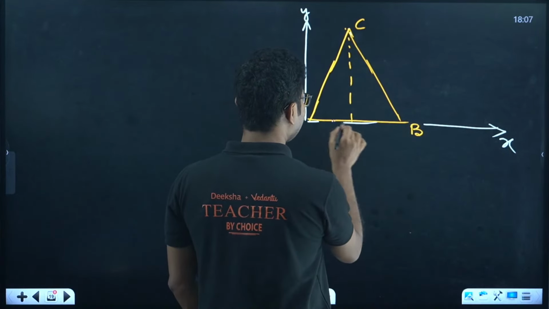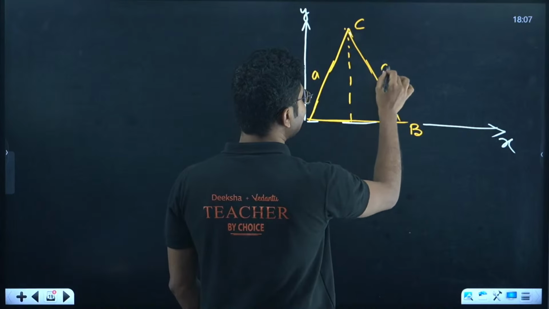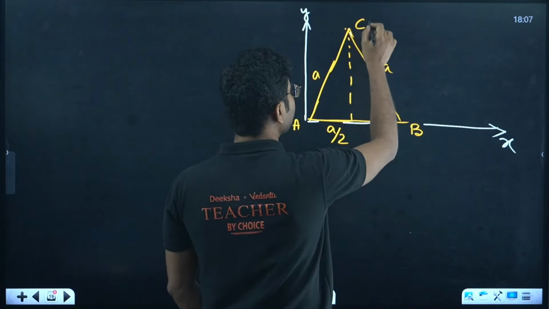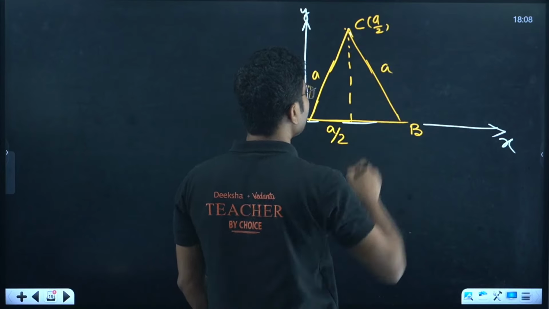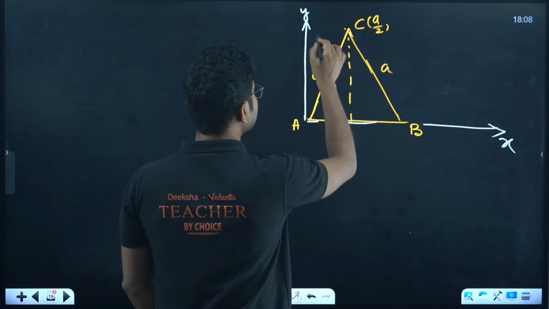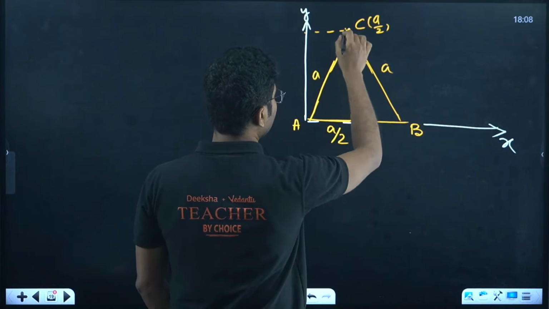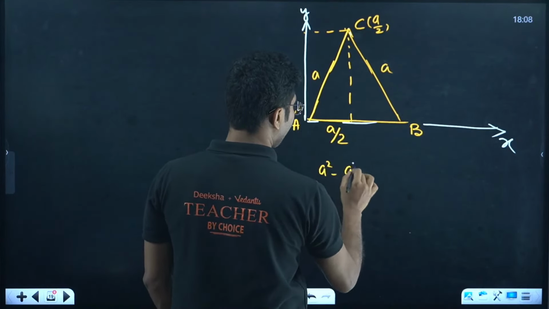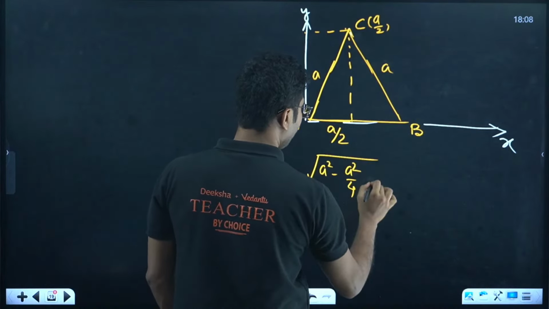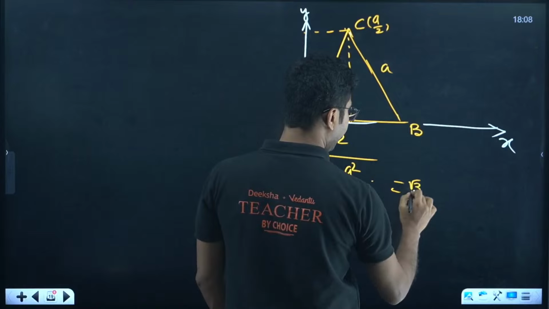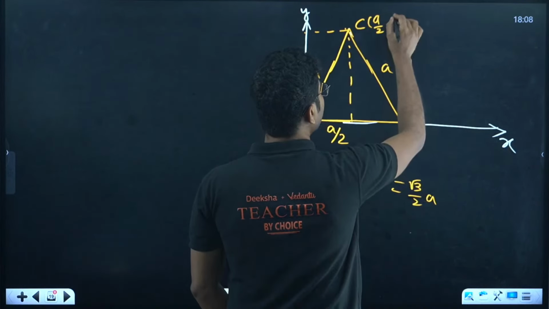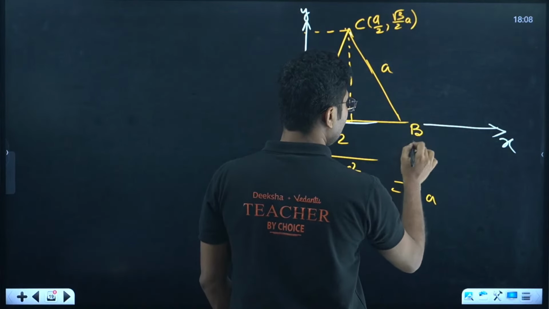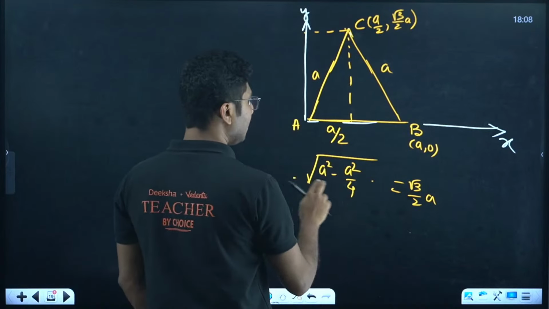Now this height is this, suppose each side is A, so this will be A by 2. So the x coordinate of this point is A by 2, and the y coordinate will be this distance, so that is square root of A square minus A square by 4, which is root 3 by 2 A. So this will be root 3 by 2 A. This will be A comma 0. So these are the 3 points that you have to take.